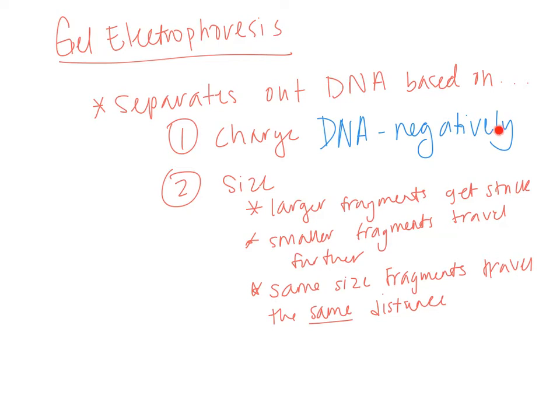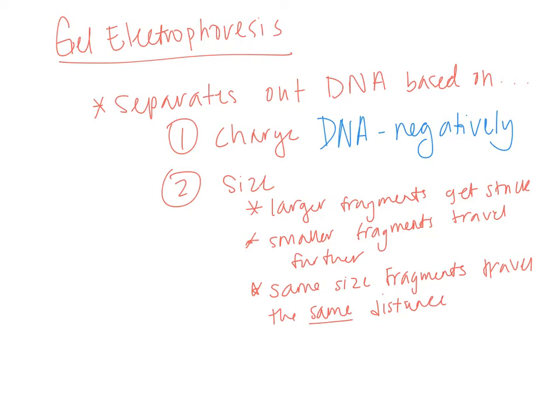So DNA is a negative charge. You cannot forget that. So it separates it out based on charge. The second thing is based on the size. Now, gel is kind of like a filter. It's like a slab of Jell-O that we run the DNA through, and it's going to filter out the size of the fragments.